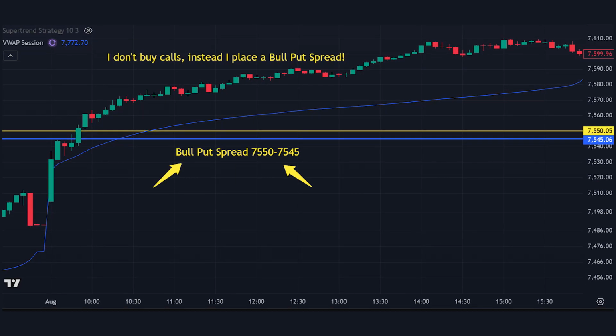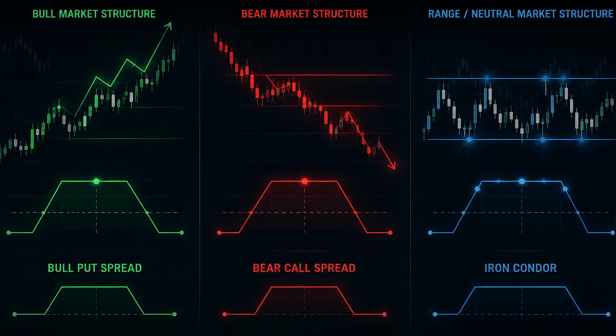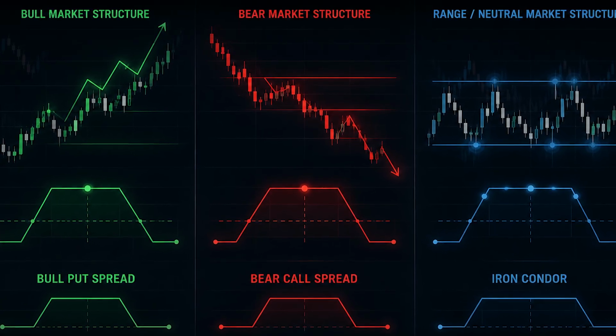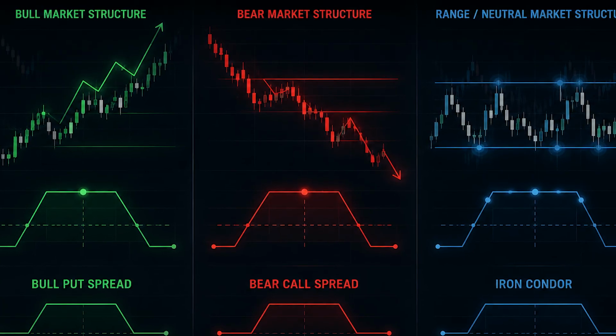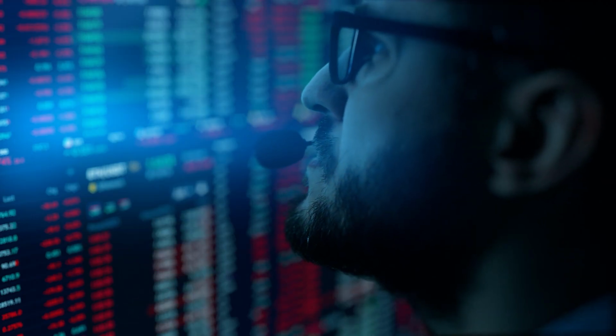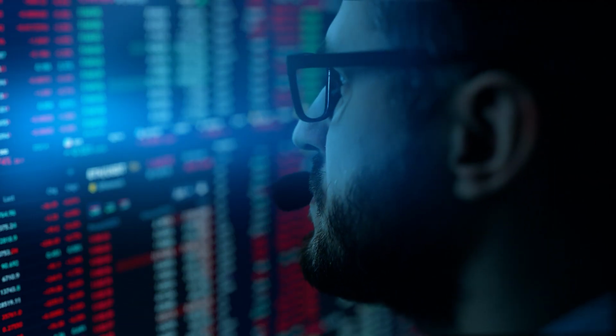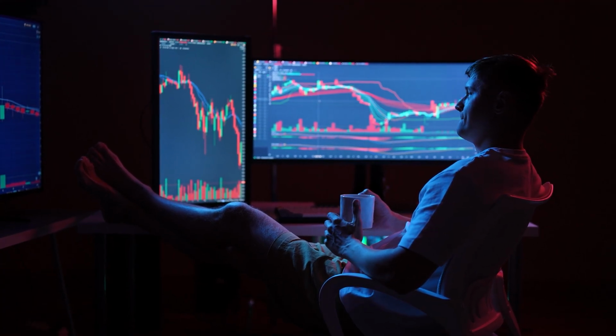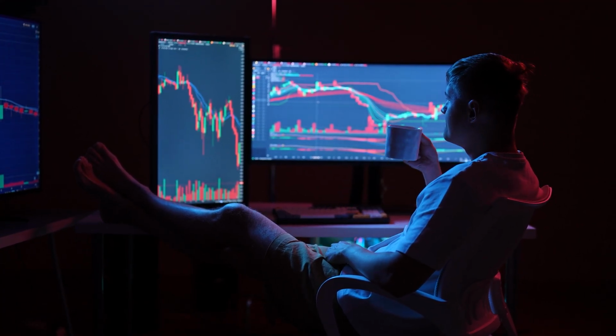This changes how I select strategies. If the market structure is bullish, I may look for a bull-put spread. If the structure is bearish, I may look for a bear call spread. And when conditions suggest a more stable range and I have favorable levels on both sides of the market, an iron condor can make more sense. Notice what's happening here. I'm not starting with the strategy, I'm starting with the market. That's extremely important. I don't wake up thinking, today I need to sell an iron condor.